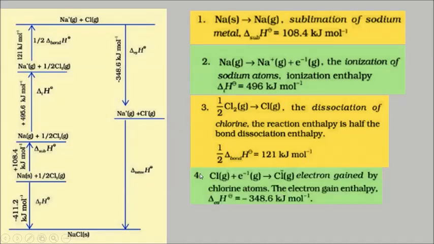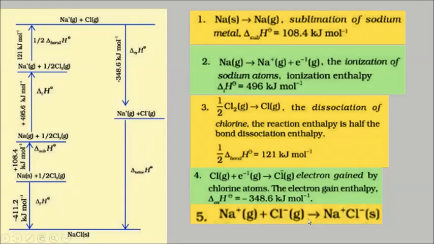The fourth step is that the dissociated chlorine atom accepts 1 electron to give Cl- in the gaseous form. The electron is gained by chlorine atoms. The electron gain enthalpy is given as minus 348.6 kilojoules per mole.